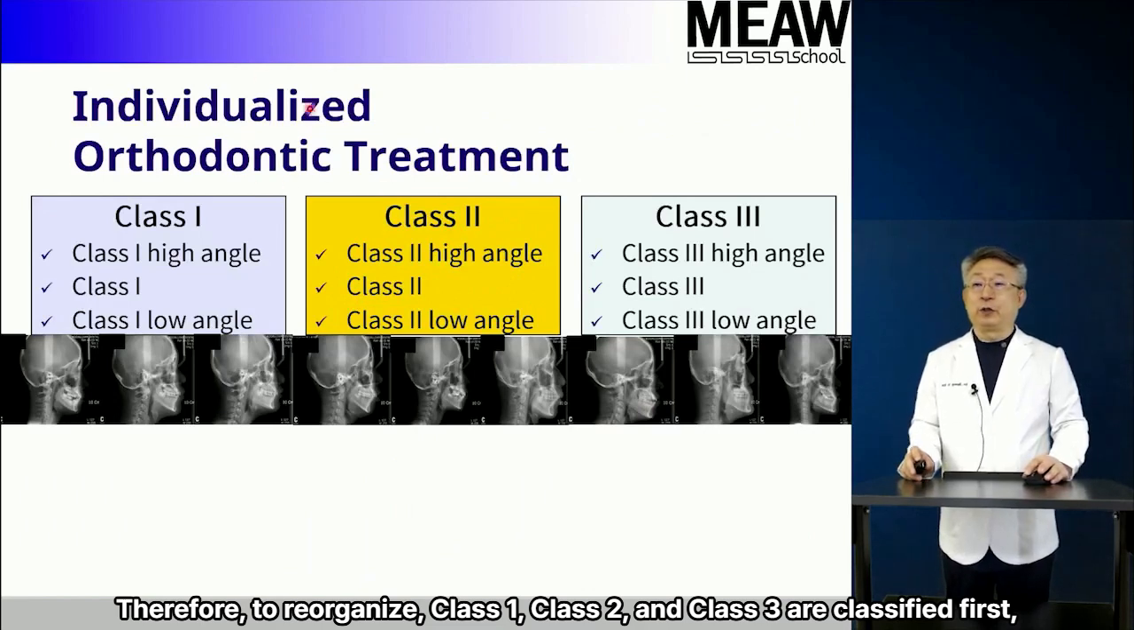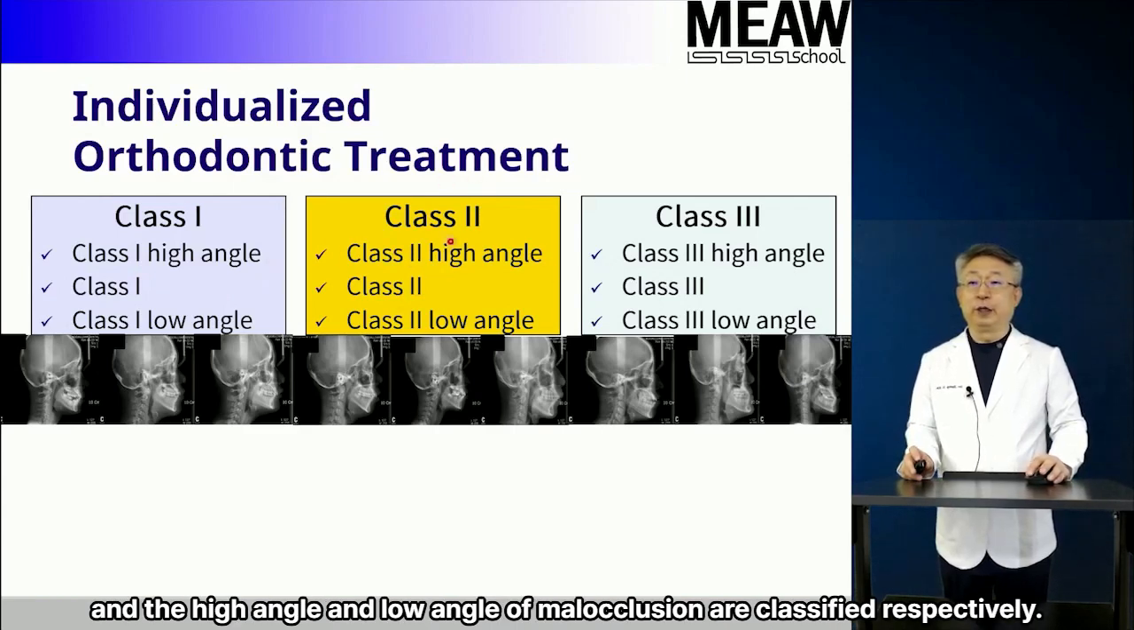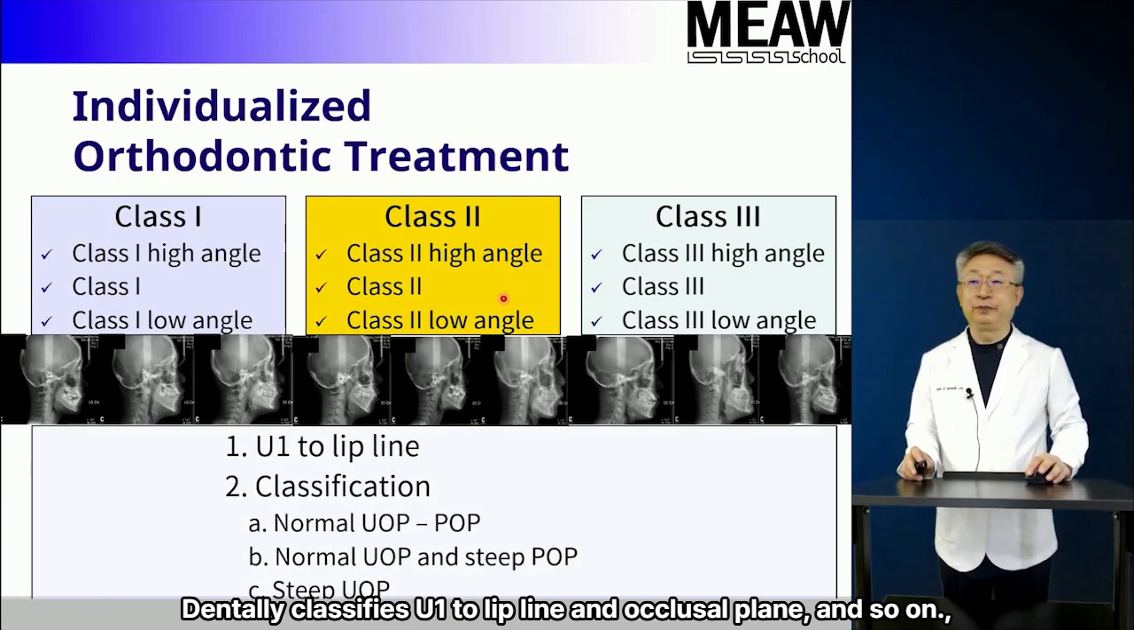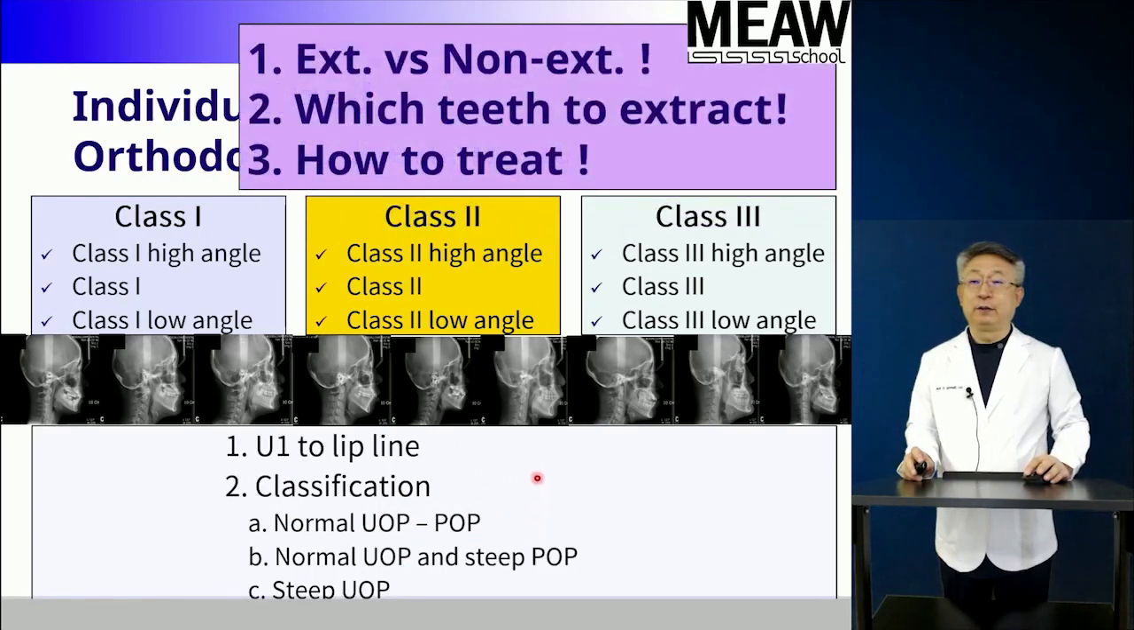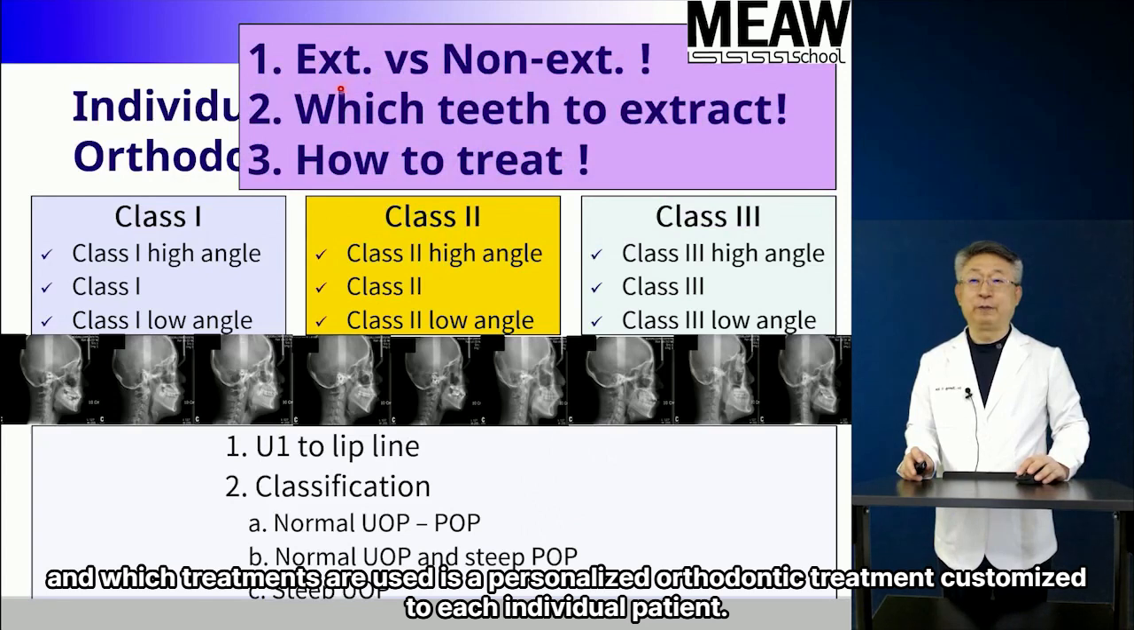Therefore, to reorganize, Class 1, Class 2, and Class 3 are classified first, and the high angle and low angle of malocclusion are classified respectively. Dentally, we classify the yawn to lip line and occlusal plane, and so on, and determine whether to extract teeth through the analysis. Determining which teeth to extract and which treatments are used is a personalized orthodontic treatment customized to each individual patient.